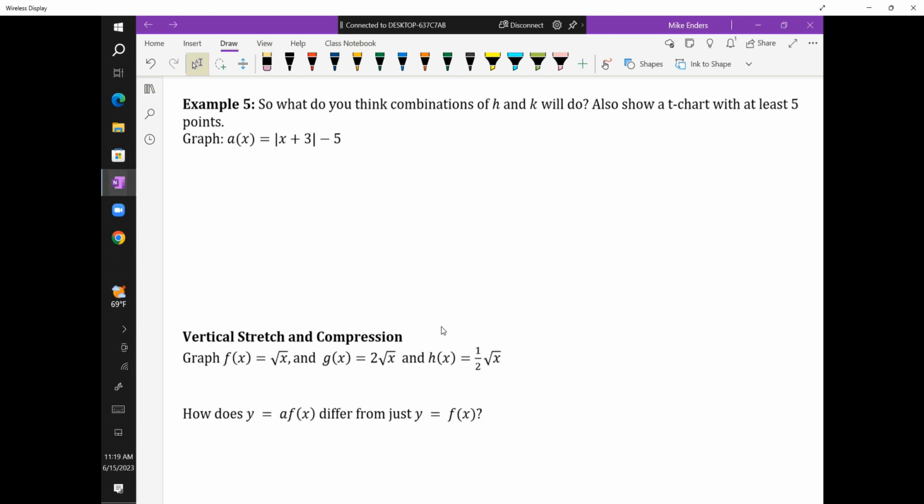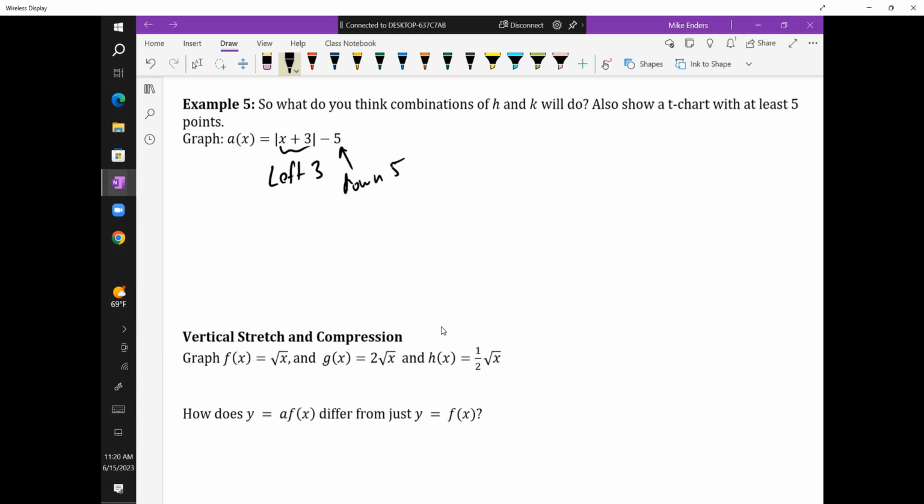Well, if H moves us horizontally and K moves us vertically, if we have something that says x plus 3 instead of this case, so the parentheses are grouping symbols, they're absolutes, and then minus 5 outside, whatever is with x is going to move it horizontally. So this should end up being, remember, we do the opposite of what it says when we do with x. It should go left 3, and then we have a minus 5. So that means that's a vertical. So minus is negative going down, so we should end up going down 5.